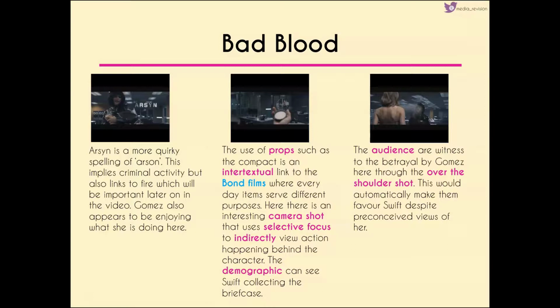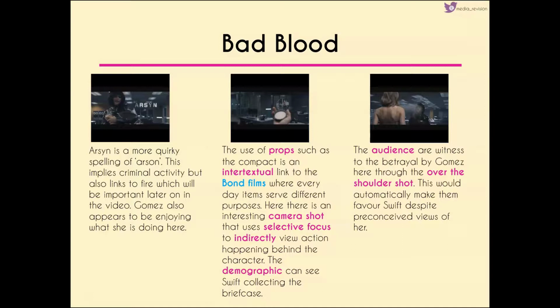We then have props here which create an intertextual link to Bond films because the compact that Taylor Swift is using acts as a way of looking at what's going on behind her. So it's a way of using everyday items for different purposes.